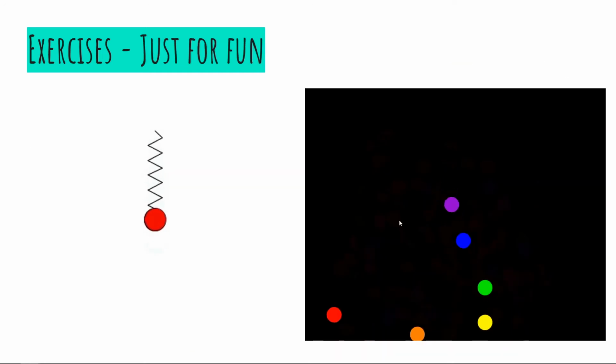And then we have our just for fun exercises. On the left, we have a ball bouncing on a spring. And on the right, we have balls following the mouse in a sequence, but you can see they're not all just following in a straight line, which is what makes it so complicated. That one is quite complex, so if you attempt it, good luck.